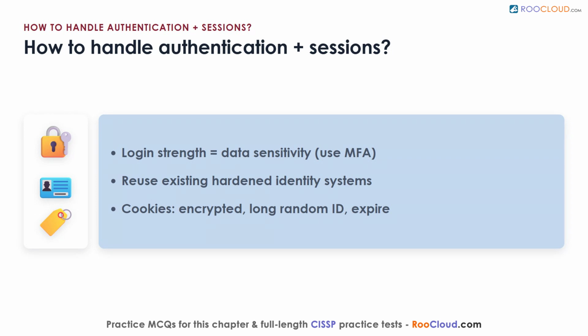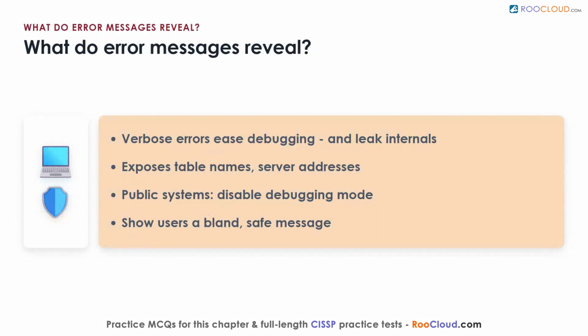Any cookie that tracks a session should travel only over encrypted channels, carry a long random identifier, and expire after a set time so users must sign in again. Picture a wristband at an event that is hard to forge, tied to one person, and stops working once the show ends. What do error messages reveal?